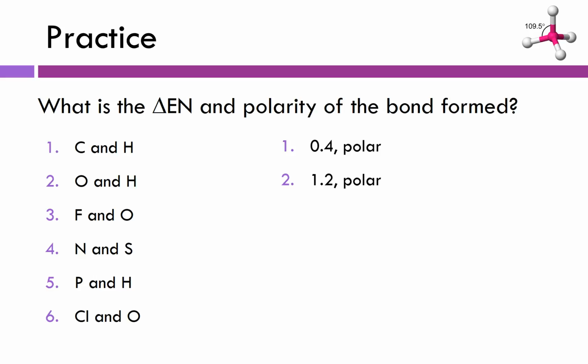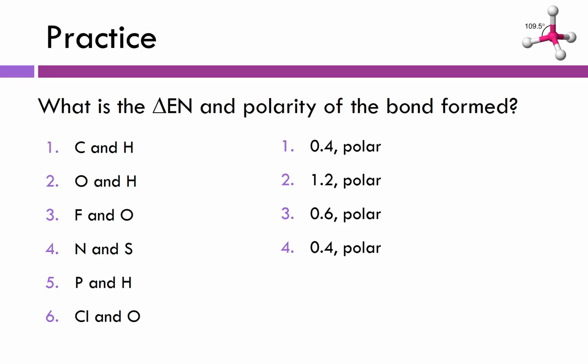Between oxygen and hydrogen, we have a 1.2 difference in electronegativity. This is a polar bond. Oxygen is going to pull electrons towards itself. Fluorine and oxygen, we've got about a 0.6 difference in electronegativity. This is also polar. Fluorine's going to pull electrons towards itself.